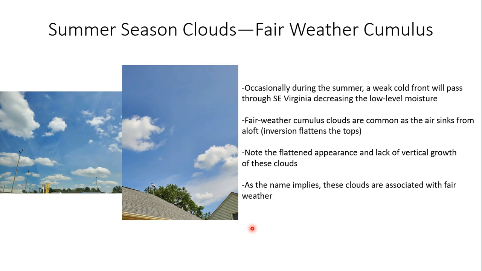So fair weather cumulus clouds have a very flattened appearance. They lack vertical growth, and as the name implies, these clouds are associated with fair weather. If you see a cumulus cloud like this, notice how flat this is. This whole cloud field has relatively flat cumulus clouds. That generally indicates a stable atmosphere and fair weather just by looking at this cloud. If I see this on a particular day, I'm saying there's going to be no precipitation because we have sinking air motion in the atmosphere.